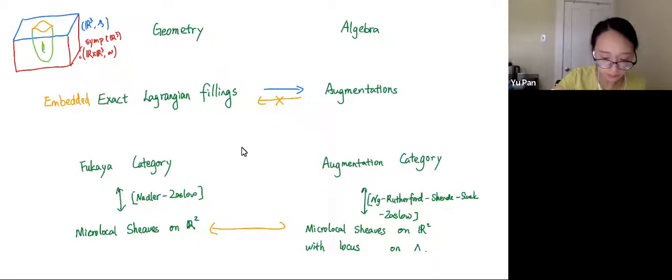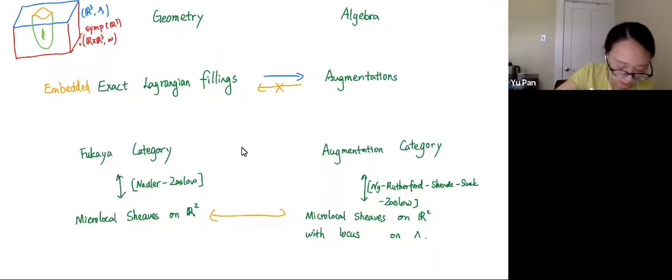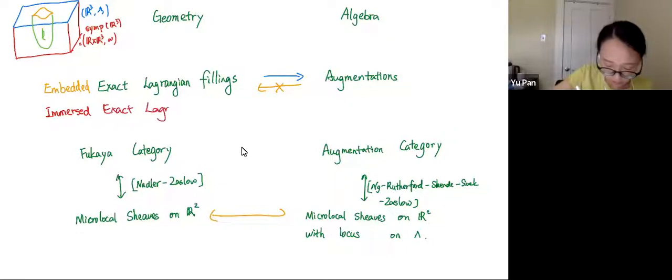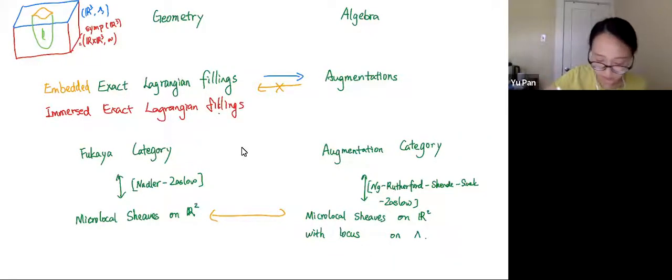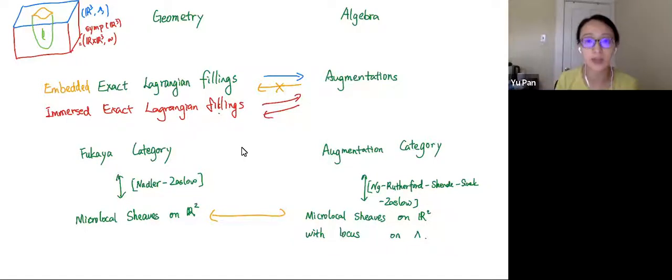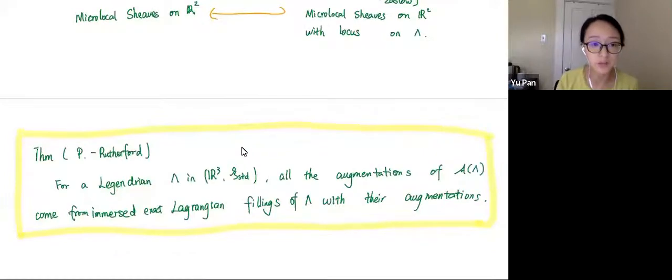So we studied the problem by introducing immersed exact Lagrangian fillings into the picture. And we showed that immersed fillings can also induce augmentations. And furthermore, all the augmentations can be induced in this way. So this is our theorem, which says that for any Lagrangian knot in standard R3, all the augmentations can be induced from immersed fillings with their augmentations.